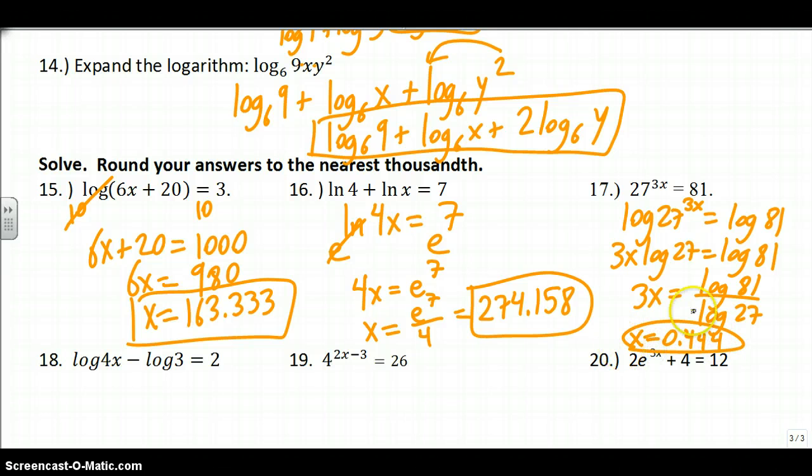Sorry, I'm skipping steps there. I just wanted to make sure we didn't run out of room. You're going to basically figure out what log of 81 divided by log of 27 is, and then divide by 3. Okay, I hope you know how to do that part.